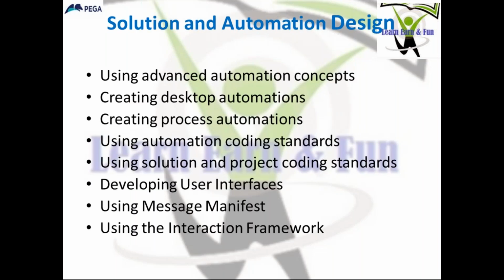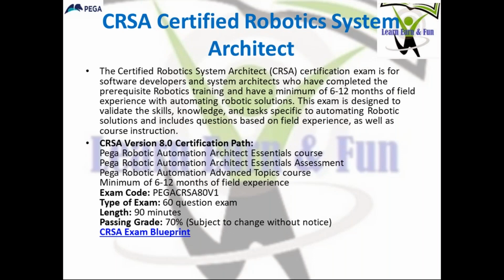And finally, there are so many other things available. Okay, this covers the best practices for coding, how we are going to define the automation, how we are going to define the user interfaces, how we are going to use the message manifest, and how we are going to interact with multiple projects with the interaction framework. In Pega we have what is called project to project reference, or the interaction reference. Yeah, so this is the overall thing.